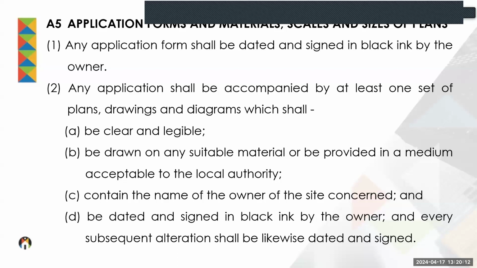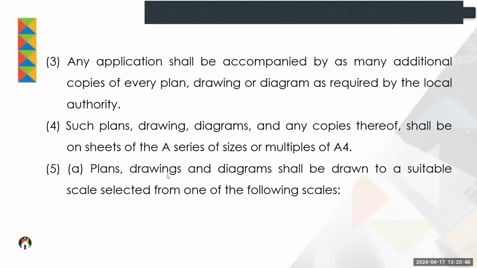That is now the application form, and it must be dated and signed in black ink by the owner, and every subsequent alteration shall likewise be dated and signed. So if you change something on a plan, the owner must sign. We found that runners do it these days, and only the architectural professional signs, but remember, it's the owner that submits. So the owner must also certify that it is done, and that you've got his permission to change those.